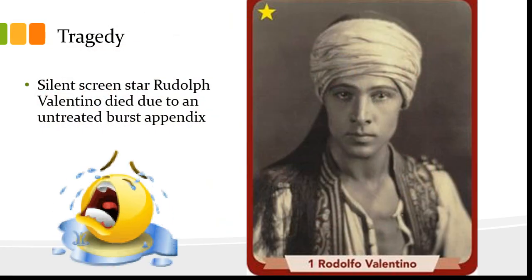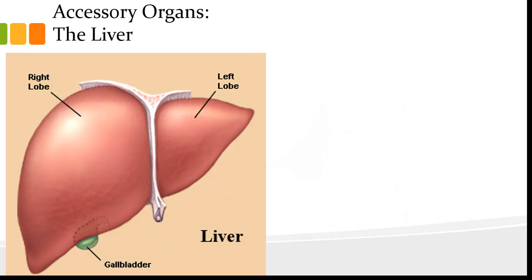There's poor Rudy Valentino. All right, now we're going to change gears a little bit and talk about our accessory organs. Now, the first one we're going to look at is the liver. The liver is a very large organ. Apart from your skin, which is your largest organ, I believe it is the largest organ in our body.